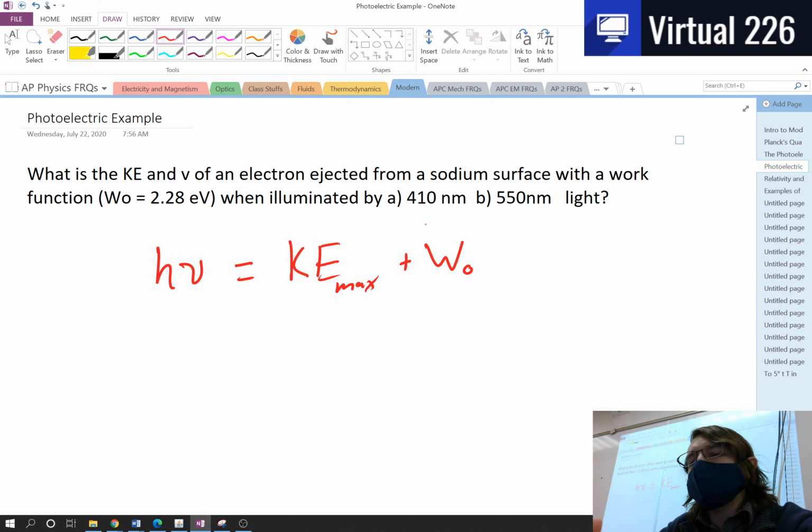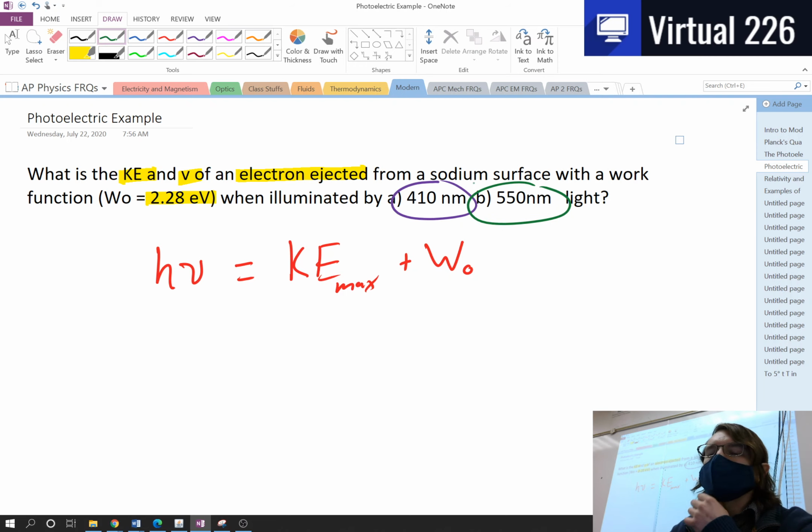Now, we can take this idea and find the kinetic energy and the velocity of an ejected electron from a sodium surface with a known work function, if it's illuminated by light of 410 nanometers, which is closer to a violet or purple light, or by light that is 550 nanometers, or a green light. We can use this equation to do this. So let's try to work this out.